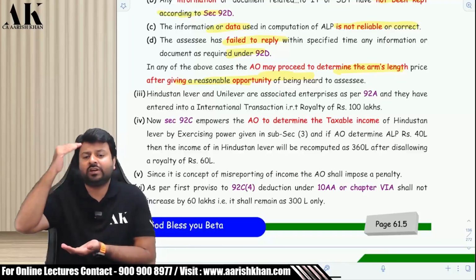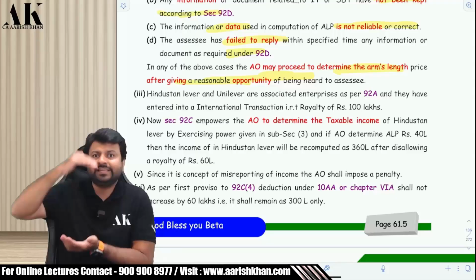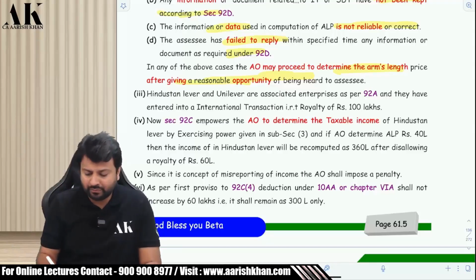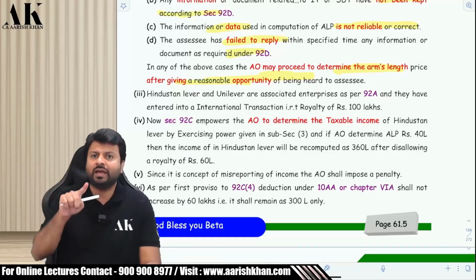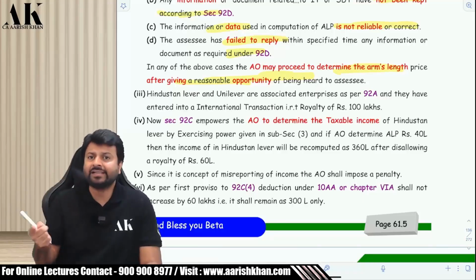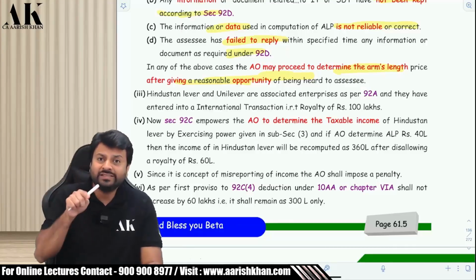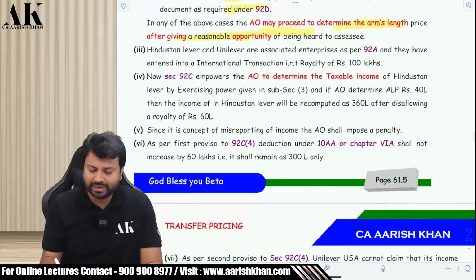Now, if he increases your income to 360 lakhs, so this 60 lakhs which is increasing now, on this 60 lakh rupees, you are not going to get what? First of all, on this 60 lakh rupees, you are liable to pay penalty, interest, tax. Plus on this 60 lakh rupees, be very careful. There are 2 points which I would like to say. On this 60 lakh rupees, you are not going to get any deduction under chapter 6A or on 10AA.